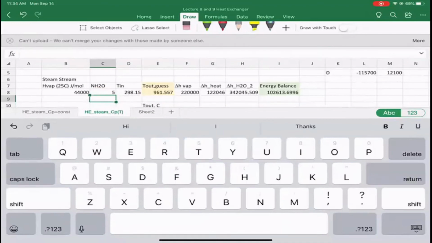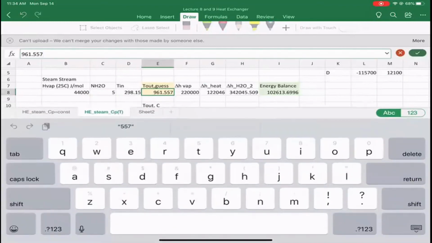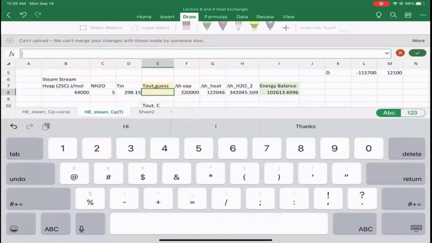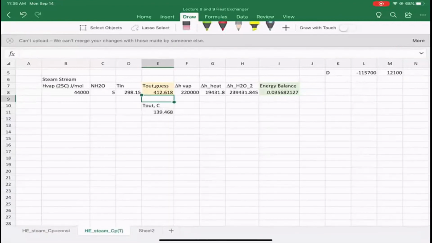Actually, an hour ago, I picked a number and said, well, what would happen if we increase the flow rate of water from 3.5 moles per second to 5 moles per second? Well, now we would do the same thing. We would have to goal seek this, which of course I did. And all right, let's say that this was 412.618. And there it is, right? We solved the energy balance. So now we're letting steam go at 140 degrees C, which is much better and actually acceptable here.